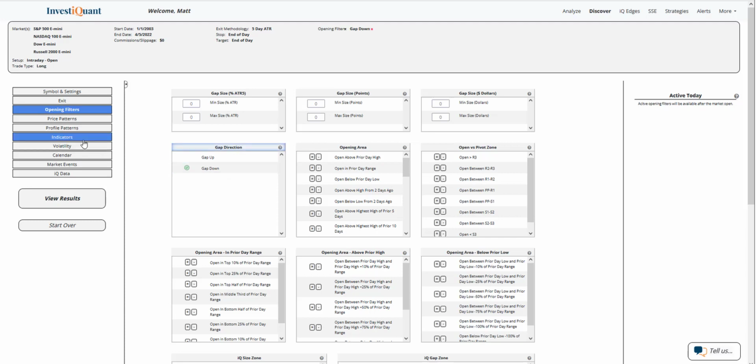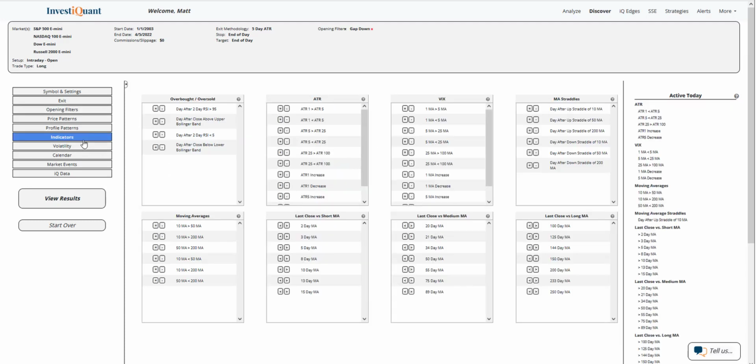Next thing I'm going to do is go to the indicators library. We're going to use three different indicators here. We're going to use a 10 and 200 like we normally do. So we closed above a 10 and 200 day simple moving average. So that's kind of a bull market environment. And then we have falling volatility.